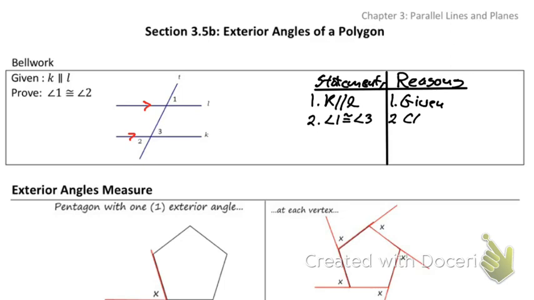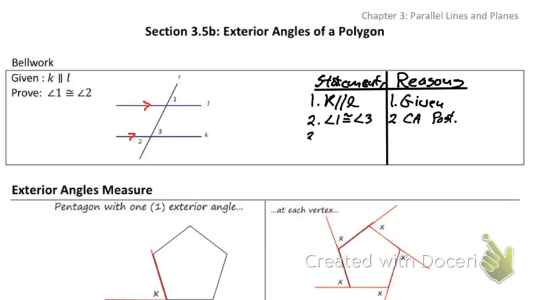Angle 1 is congruent to angle 3 because of corresponding angles. Would that be the converse, or would that be the postulate? It'd be the corresponding angles postulate, the regular one. The converse would prove they're parallel, but I'm already given that, so I'm going to use the postulate.